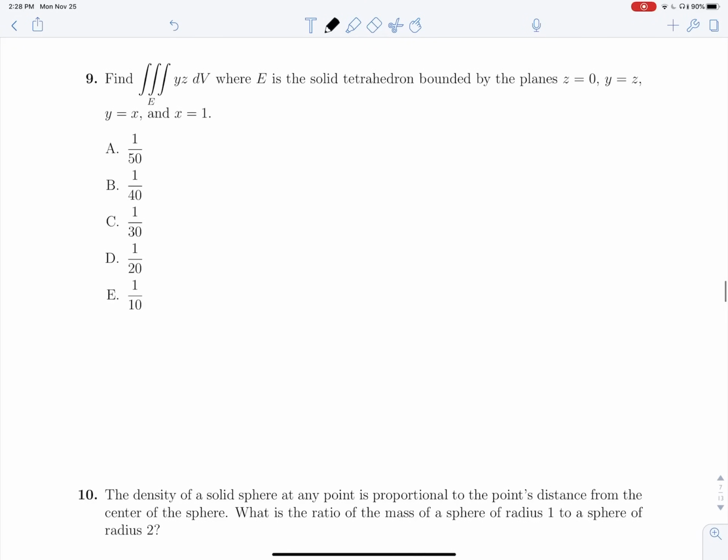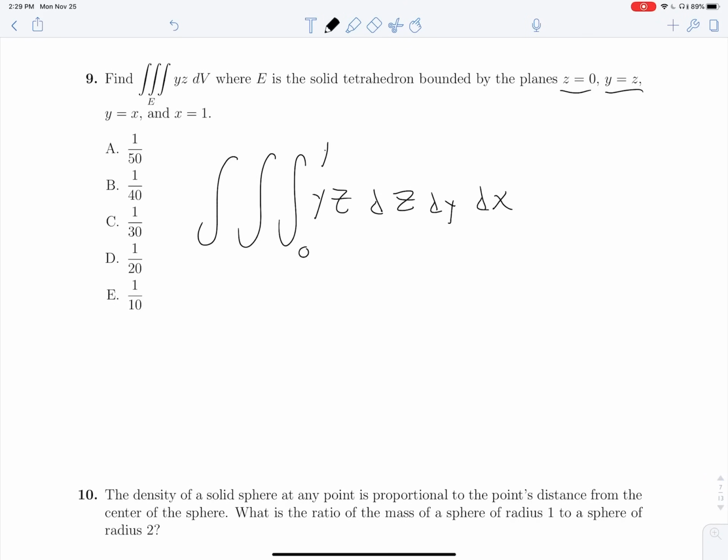Okay, question 9, we are taking this very weird rectangular integral. So we can set up our triple integral bounds with dz, dy, dx. And let's check out our bounds on z. Well, z is bounded by z equals 0 and z equals y, so we can use that. So 0, y.